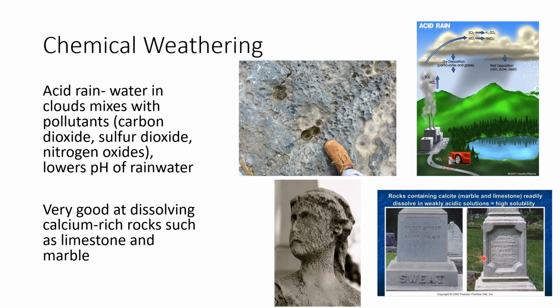And then this is an example showing you the difference between rock types and their susceptibility to acid rain. This is a tombstone from 1868 made of granite. You can see it's hardly weathered at all. You can still read everything on it. This is a tombstone that's younger. It's from 1872, I believe, but a lot of the writing has been dissolved off of it by acid rain. Because it's made of marble, it's more susceptible to the acid in acid rain.